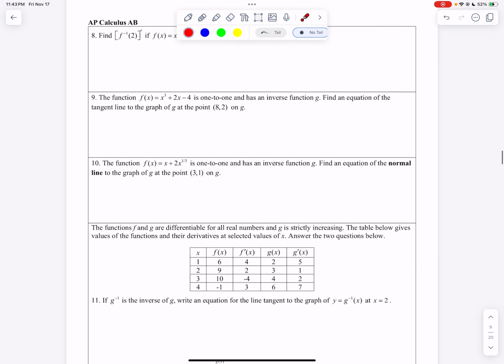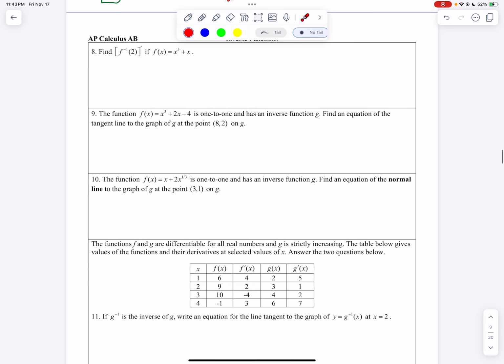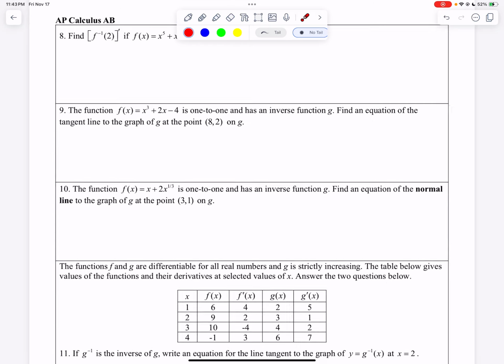All right, as for now, keep 8 through 12 blank because we are going to do that together in class. And then I'll probably give you something else in class once we finish this.